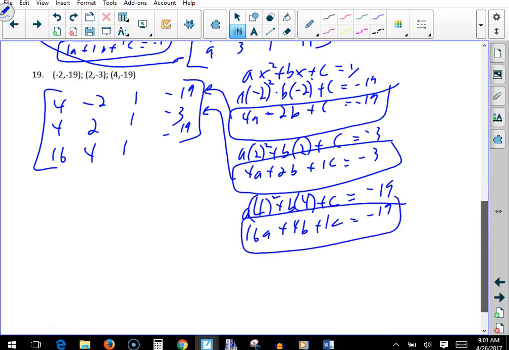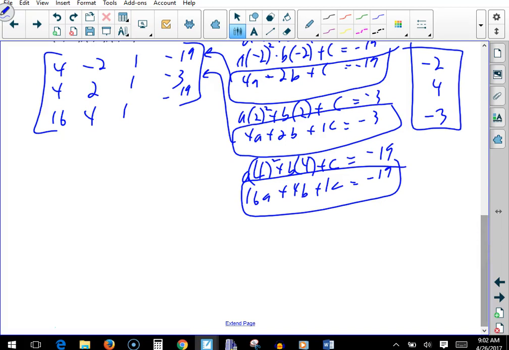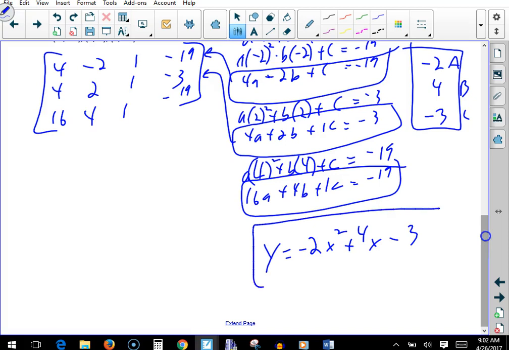Okay? My answer for that, I get my numbers spit out. They are negative 2, 4, and negative 3. That's the last column of my matrix. So to plug it back in, I go to my original equation. A, B, C. Negative 2x squared, 4x minus 3. I'm done.